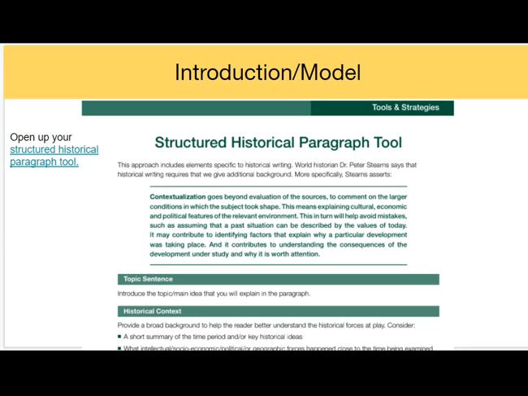What is this tool? Specifically, you're going to work with historical writing. We're going to go beyond the sources and take a deep dive, using sources to back things up. And as you may know already, you're going to contextualize, which is going to be the subject of a different video. But what are we doing now?